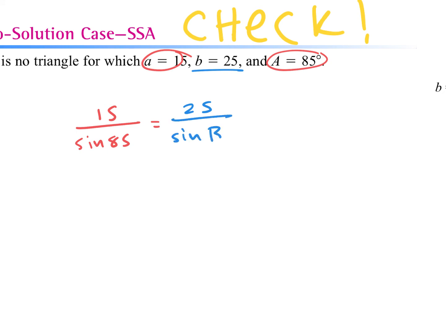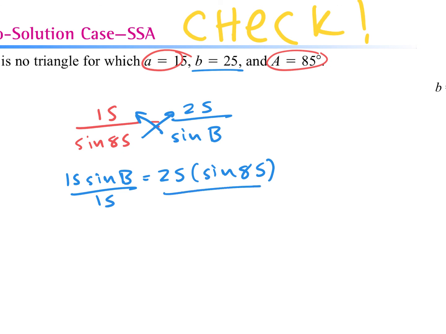Are you always using sine? Yes, because it's the law of sines, so that's just the formula. So here, since sine of B is on the bottom, I want to cross multiply to solve. So I have 15 times sine of B is equal to 25 times sine of 85. And then I can divide both sides by 15. And I'm going to put this into my calculator.